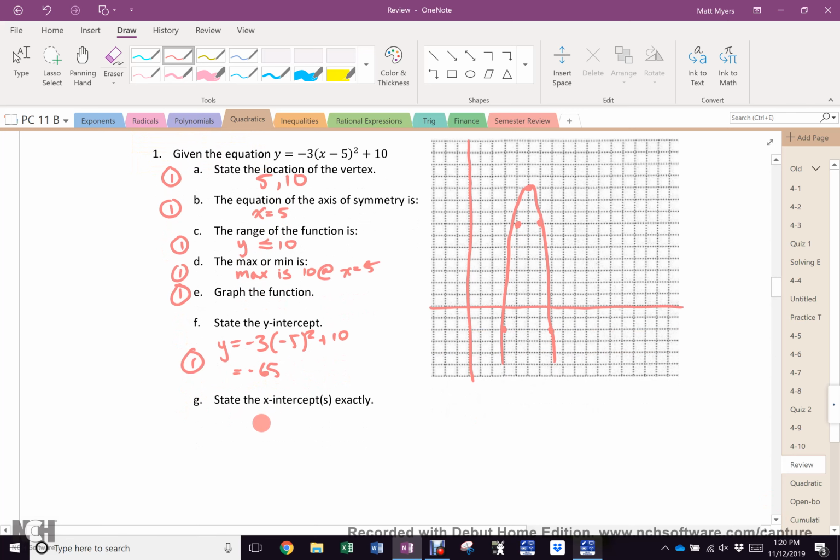X-intercepts exactly. What are your choices to find that? How do you find the x-intercepts exactly? You got to find the roots. How do you find the roots from that? Quadratic. Y equals... Nice job, Aaron.